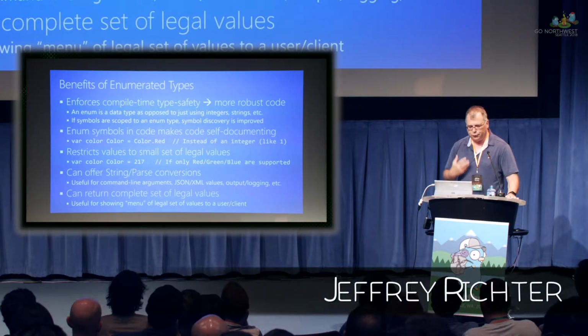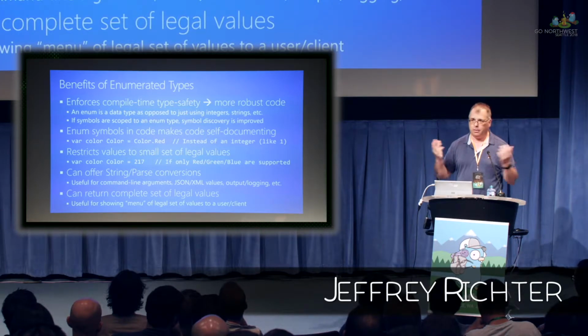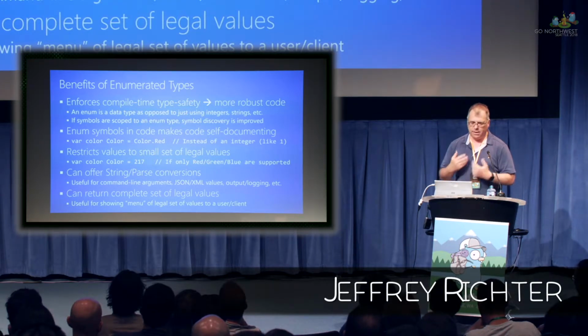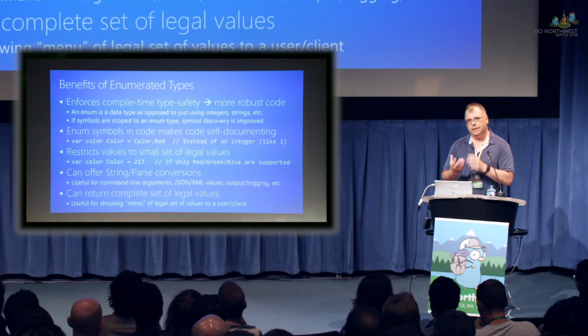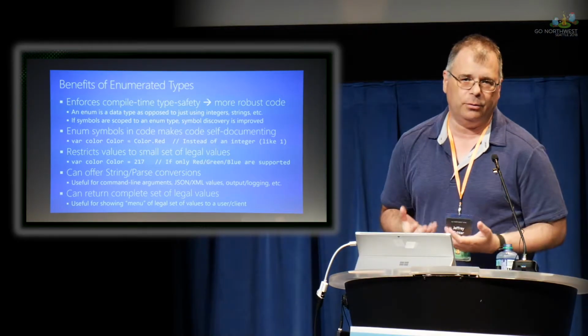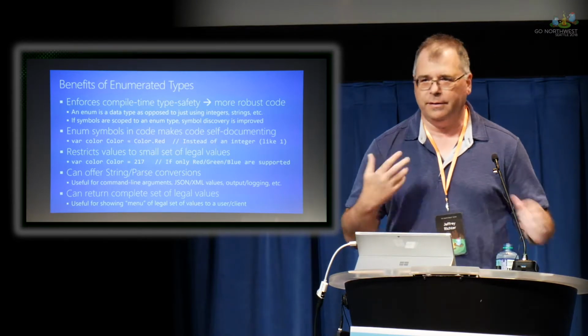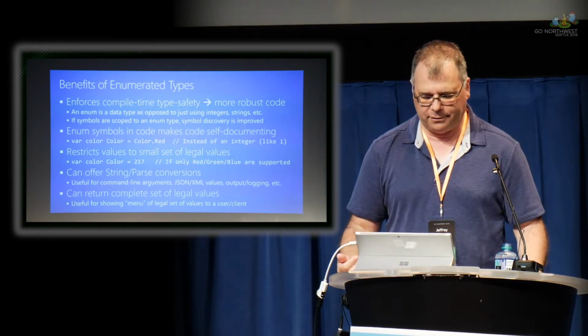And enums restrict values to a small set of legal values. Not all possible colors are legal for a particular method. It could be that maybe only red, green, and blue are supported for something. So the enum makes that obvious. What are the possible legal subset of values that you can use here in this context?